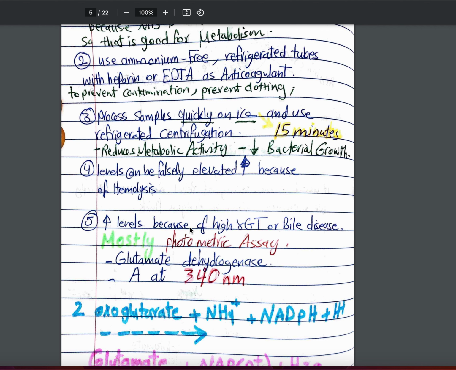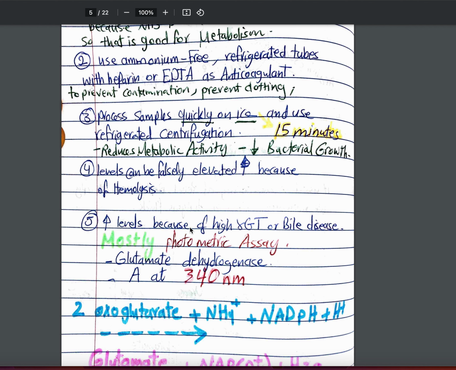Mostly we use a photometric assay, and the absorbance for glutamate dehydrogenase is 340 nanometers. As you can see here, for the glutamate dehydrogenase enzyme, we see dehydrogenase, so the classification of this enzyme is 1 because it falls under the oxidoreductase enzymes, the dehydrogenase enzymes.